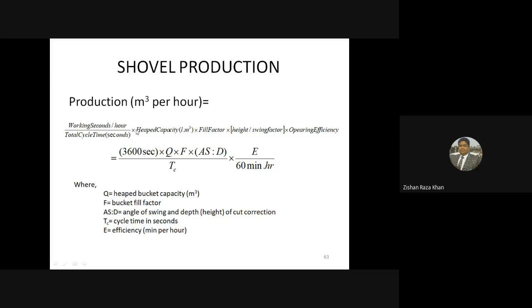This formula is deduced wherein, by putting in the values, you can find out the production in meter cube per hour, where Q is the heaped bucket capacity, F is the bucket fill factor, A is the ratio of angle of swing and depth or height of cut correction, TC is the cycle time in seconds, and E is the efficiency in minutes per hour.